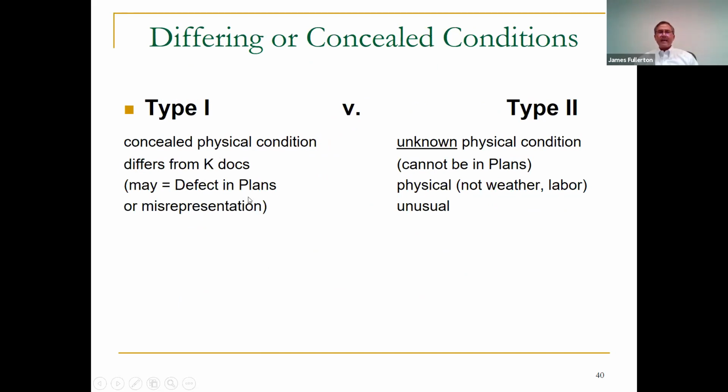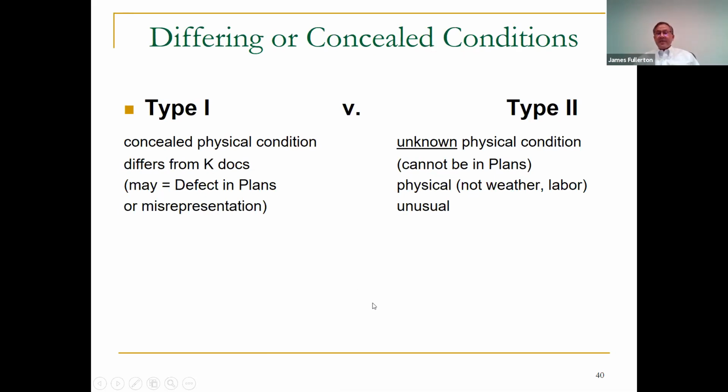So that could be a defect in the plans or a misrepresentation of conditions on the site or an error of some type. Type 2 does not depend on what's in the plans, doesn't have anything to do with that, but it has to be unknown, and it has to be physical. So it's not a weather issue, it's not labor delays. It has to be unusual, has to be physical, and it has to be unknown.